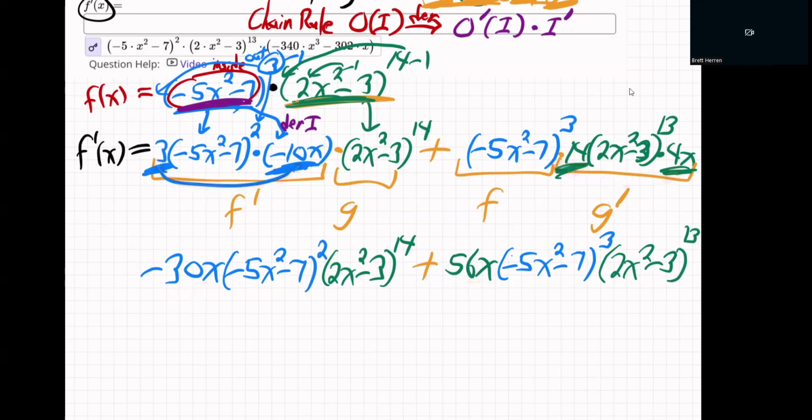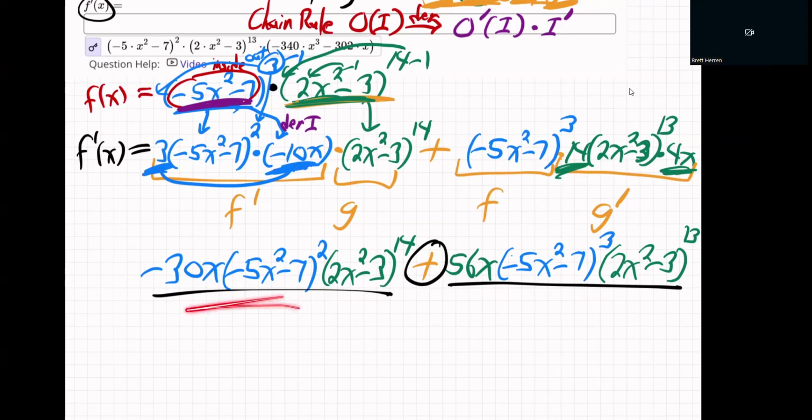Okay, now with these two, here's how you want to look at it: this is one term and this is another. Here's the big separator. Pluses and minuses outside of parentheses are the big separators. There's two terms. That's how you should look at that. And what do they share? What do they both have in common? Well, I don't know.